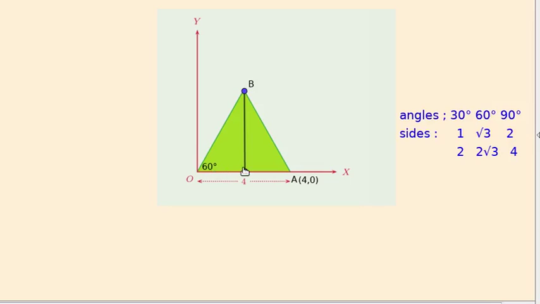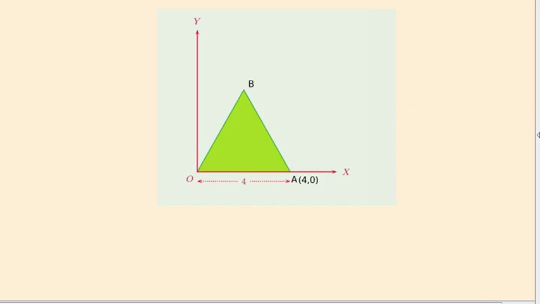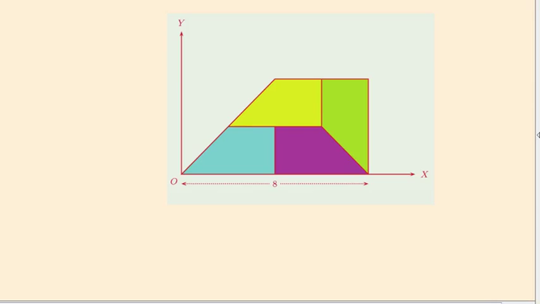This distance is 2. Therefore the x coordinate is 2 and the y coordinate is 2 root 3. Therefore B is 2, 2 root 3. Therefore you can write A as 4, 0 and B as 2, 2 root 3. Here B is marked by drawing the perpendicular right triangle. Okay, use the trigonometry. Then you write the next question from your textbook. What is the next question? This question, the figure is like this.